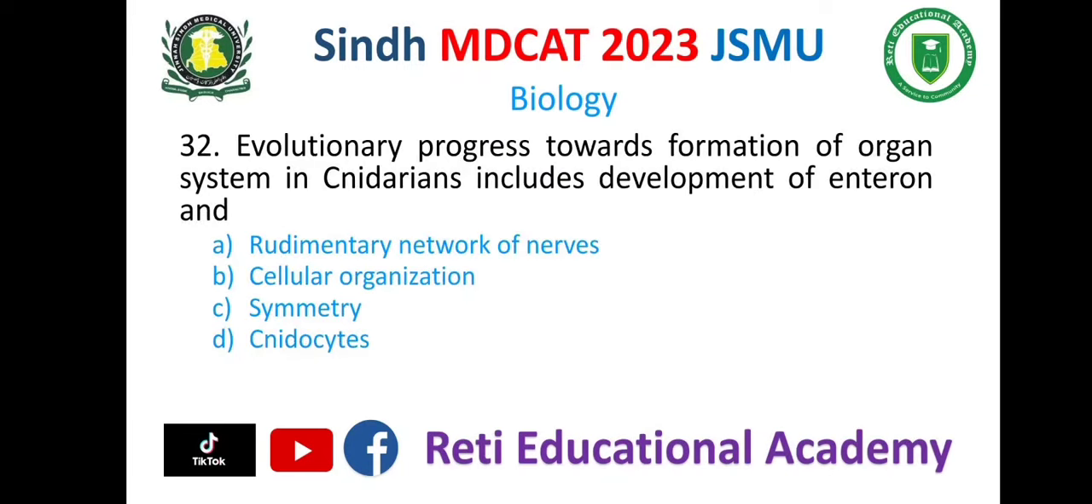Question number 32. Evolutionary progress towards formation of organ system in Cnidarians includes development of enteron and A. Rudimentary network of nerves, B. Cellular organization, C. Cementary, D. Cnidocytes. And the correct option is C.